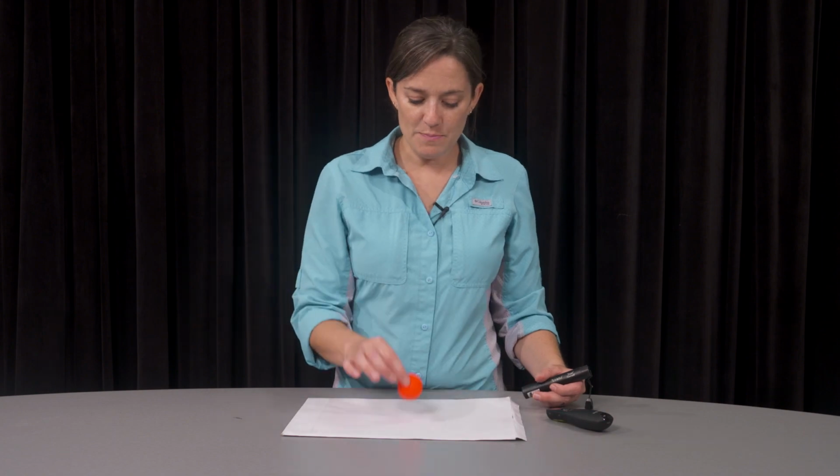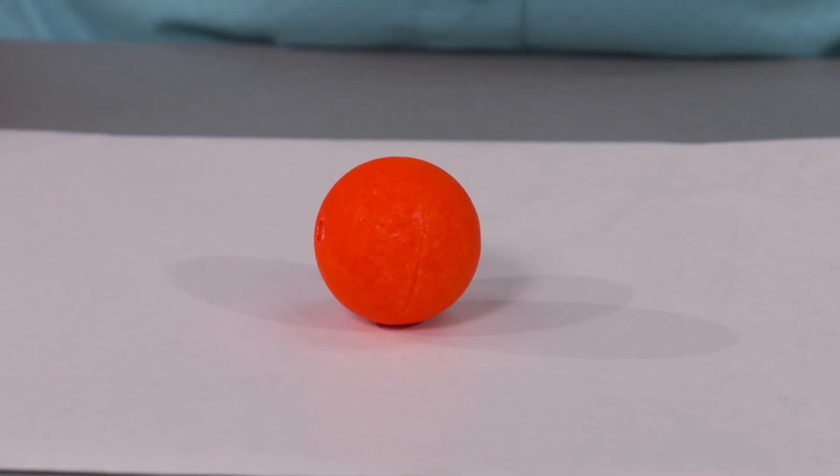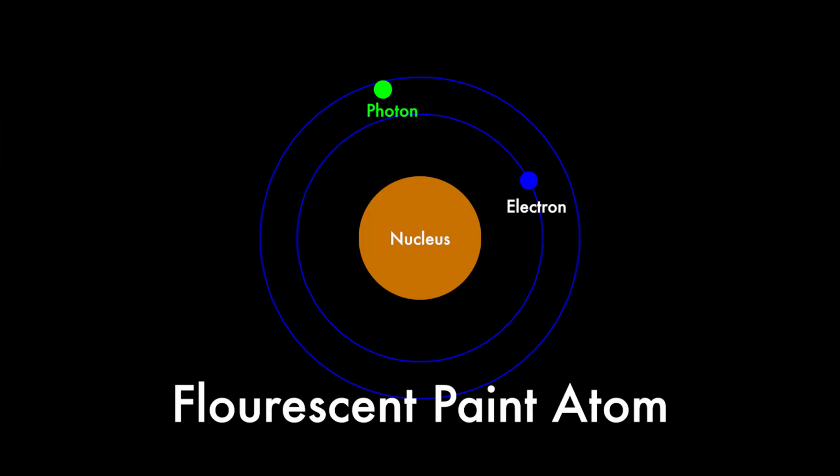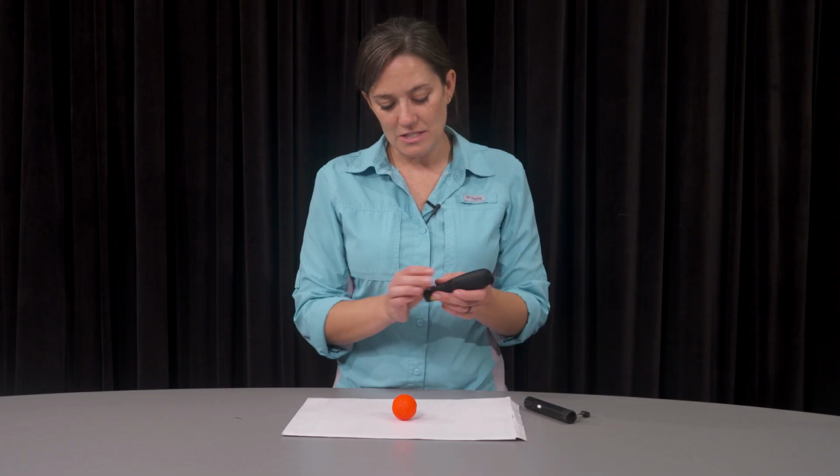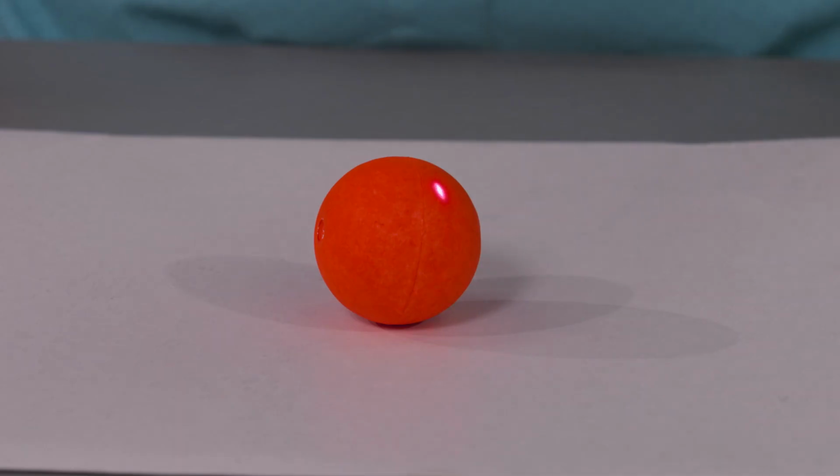We can also show how light acts as a photon, or a particle. This ball is painted with fluorescent paint. When a photon of sufficient energy excites the electrons in the fluorescent paint, it activates the pigment. The red laser is low energy, and it's not strong enough to activate the fluorescent paint. But the green laser has higher energy, and it activates the fluorescent pigments to reflect orange rather than green.